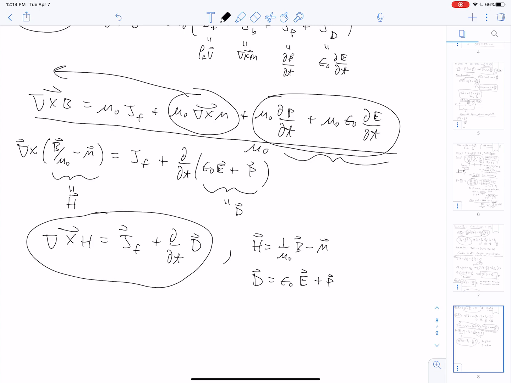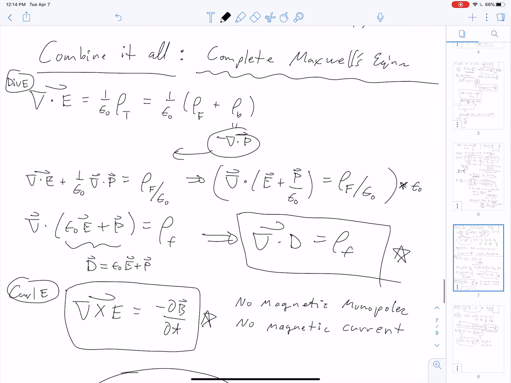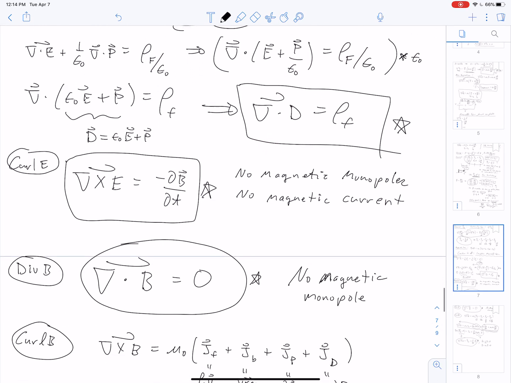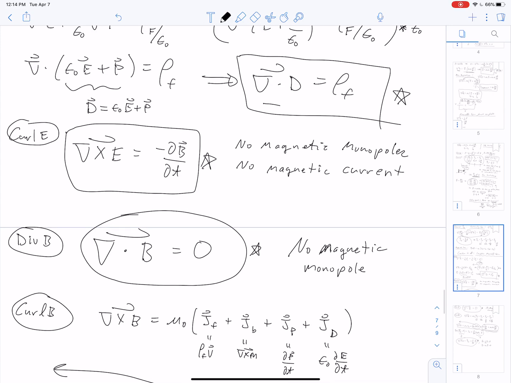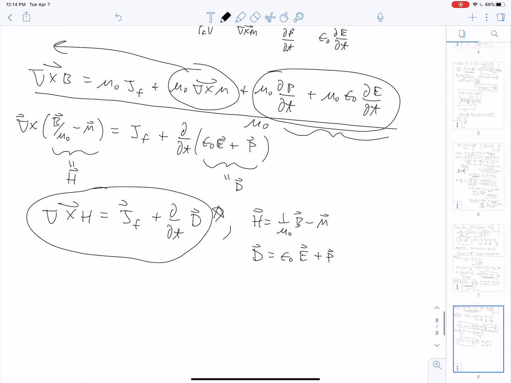And we'll give this guy a star. So these are our Maxwell's equations. You can see them here. We have del dot D equals rho free, del cross E equals negative dB/dt, del dot B equals 0, and the final one is del cross H equals J free plus the time derivative of the D field.